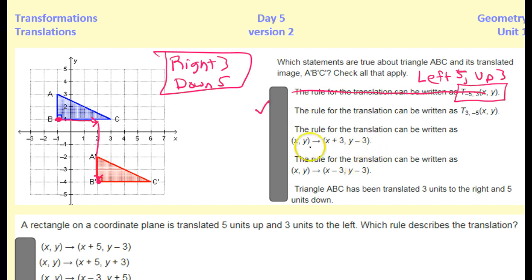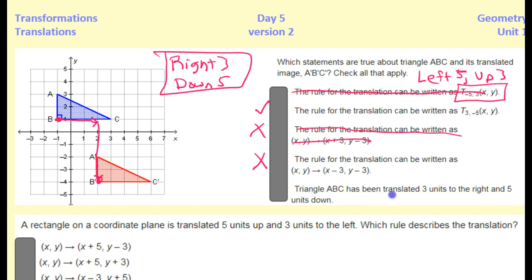Now these next two show another way of writing translation rules, but again we're looking for right 3 down 5. This is right 3 down 3, so that's not it. Okay, this one is left 3 down 3, so that's not it. If this had been a 5, it would have been good.